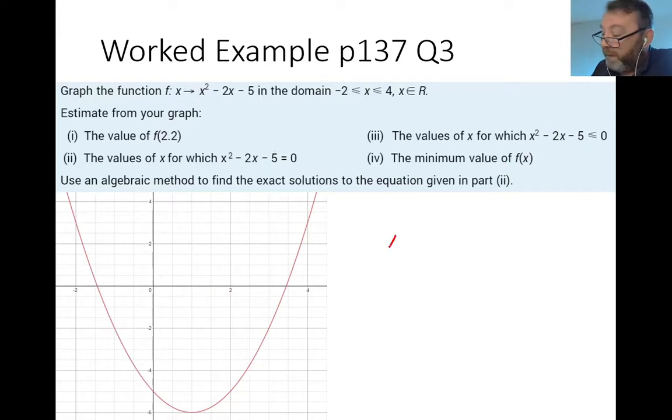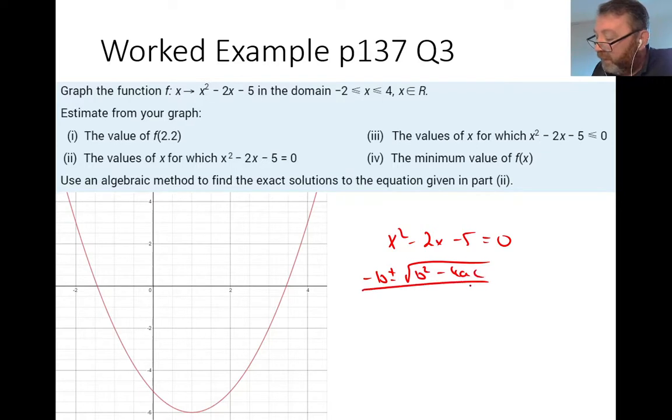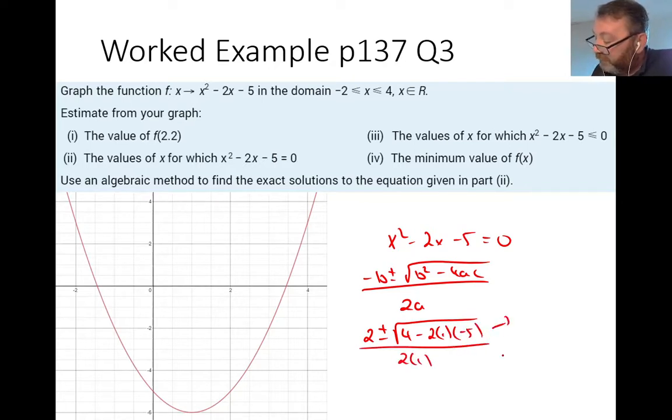Okay, so x squared minus 2x minus 5 equals 0. Use your minus b formula. Minus b plus or minus the square root of b squared minus 4ac all over 2a. And fill in your values. Minus minus 2 is plus 2. Plus or minus the square root of minus 2 squared, which is 4, minus 2 times 1 times minus 5, all over 2 times 1. And the two answers that come out from that are as follows.